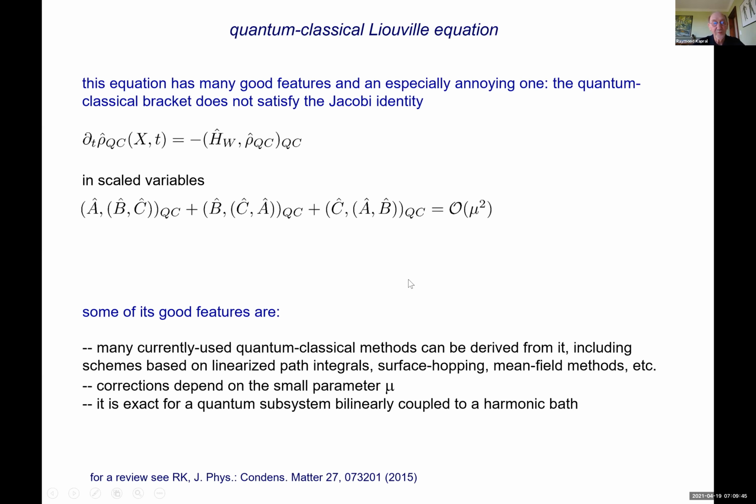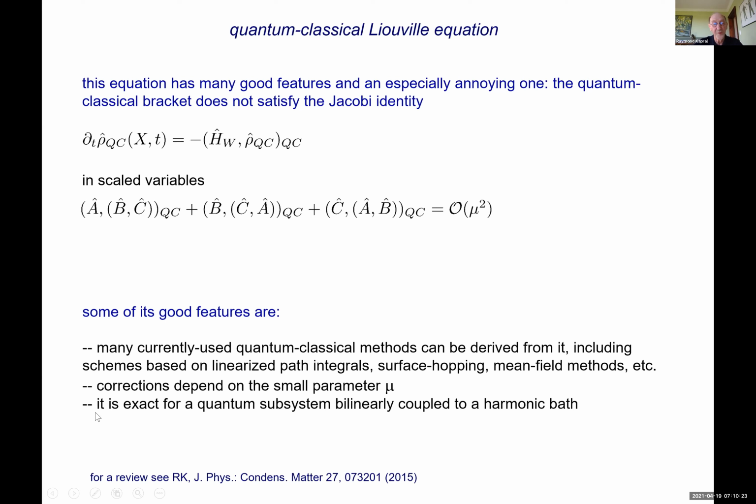However, there are a lot of good features. In fact, if you look at particularly the chemical physics literature, many of the quantum classical methods that are currently in existence in the literature can actually be viewed as approximations to the quantum classical Liouville equation. So this includes schemes based on linearized path integrals, surface hopping methods, some mean field methods, and the corrections in the scale form at least depend upon the small parameter of the square root of the mass ratios.